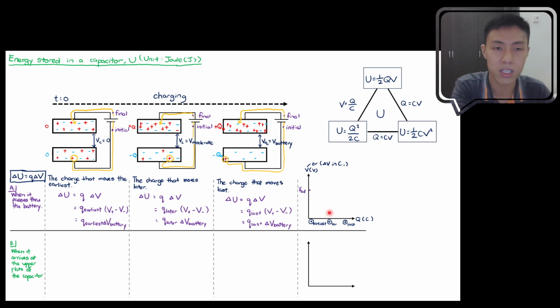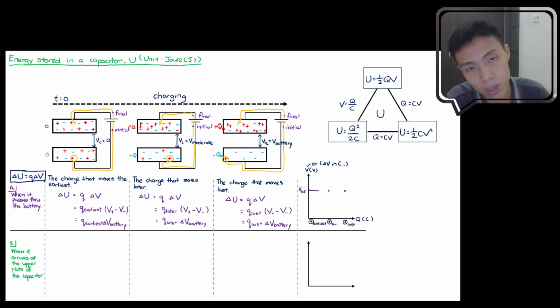Okay, but the charge that moves later will also go through the same potential difference, which is the V battery, right? So it will still be here. Whereas the last charge that moved through the battery will also go through the same amount of potential difference. So you should expect that it should have the same height as well. So if we draw a line that connects all the delta V, we see that it's a straight line.